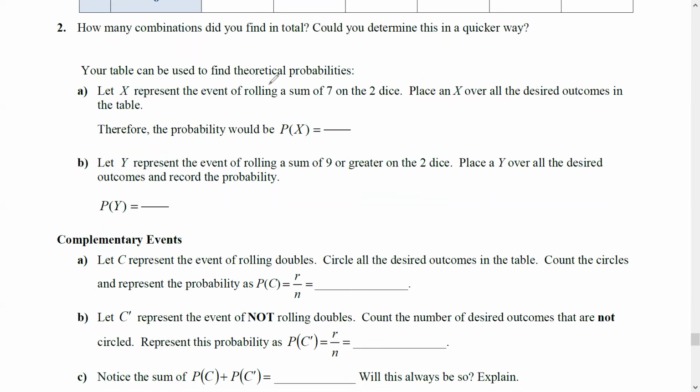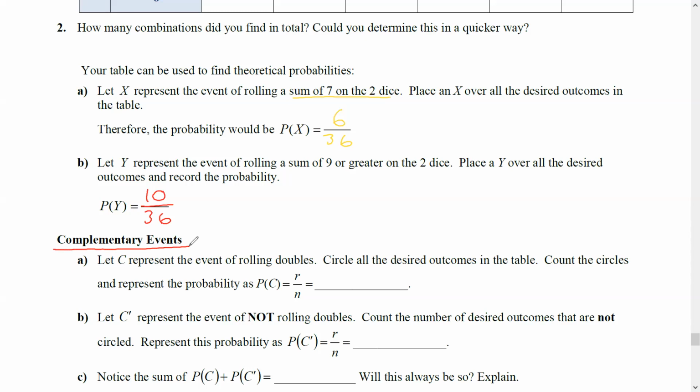So what's the probability of rolling a sum of 7 on the 2 dice? Well, that was 6 out of 36. Now I'm going to just leave that like that. Instead of reducing, I know I can simplify that down to 1 over 6, but for now I'm just going to leave it as 6 over 36. What was the probability of rolling a sum of 9 or greater? Well, if I go back and I count, it was 10 over 36. Again, I'm not going to simplify that. And there's a reason why. There we go. Okay, not so bad so far.